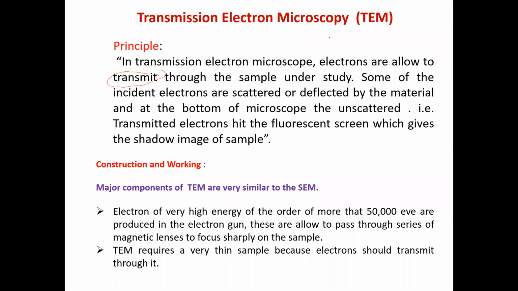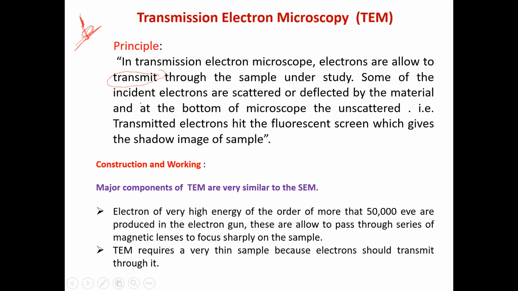In SEM, your electrons are just scanning the surface of your material. This is your material, and here is the pointer of your SEM. It is just scanning this. The electrons do not penetrate into the sample, but in the case of TEM, it transmits the electrons through the sample which is under study.